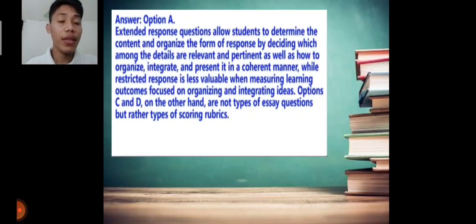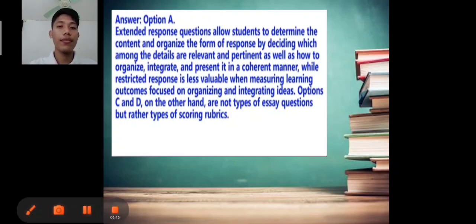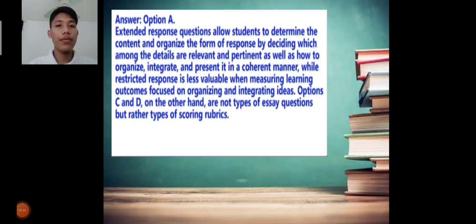Extended response, the correct answer is the extended response. Extended response allows students to determine the content and organize the form of response by deciding which among the details are relevant and pertinent, as well as how to organize, integrate, and present in a coherent manner. While restricted response is less valuable when measuring learning outcomes, focus on organizing and integrating. So that's why I say that option C or D is not part of essay questions, but part of scoring rubrics. So the correct answer is the extended response. So let's proceed.